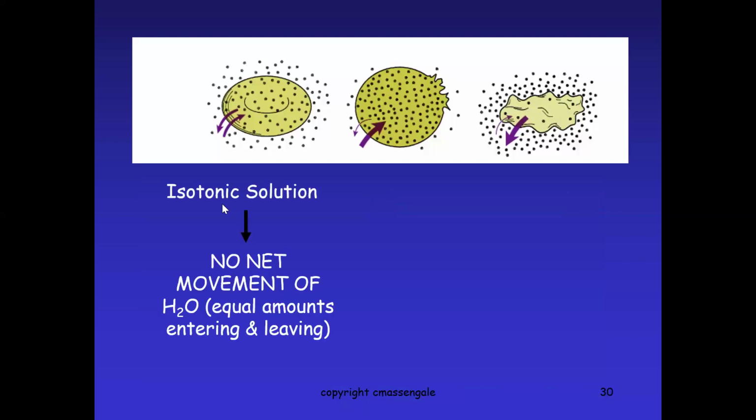You see, in the case of isotonic solution, there is no net movement of water, that is equal amounts entering and leaving. An equal amount of water is getting into the cell and leaving the cell. So that is why you have this double arrow. This one indicates that it is getting in, and this one indicates that it is getting out.